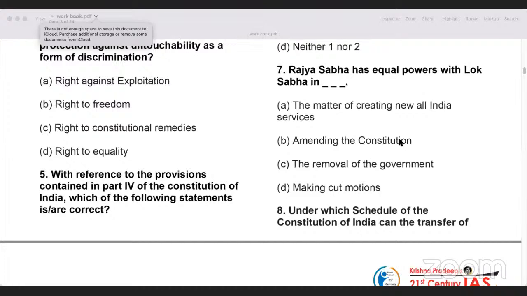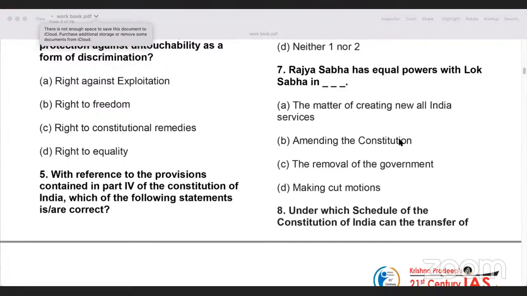So in amending the Constitution, Rajya Sabha has equal power on par with the Lok Sabha. So that is the answer for the question. Rajya Sabha has equal powers with the Lok Sabha in matters of amendment of the Constitution, or in the selection of ministers, because ministers are selected either from the Lok Sabha or the Rajya Sabha.